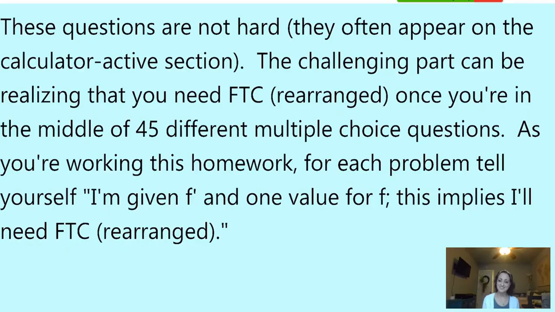Alrighty? So I'm just going to want to leave you with this final thought. These questions are not difficult, especially because they often appear on the calculator active section. So once you've got it set up, you just Math 9, you know? The challenging part is realizing that you need FTC rearranged, especially once you're in the middle of 45 different multiple choice questions, right? So as you're working this assignment, I really want you to think about why you need FTC for each one. So really think about, okay, I'm given F prime, okay, and one value for F. So this means I need FTC rearranged, all right?